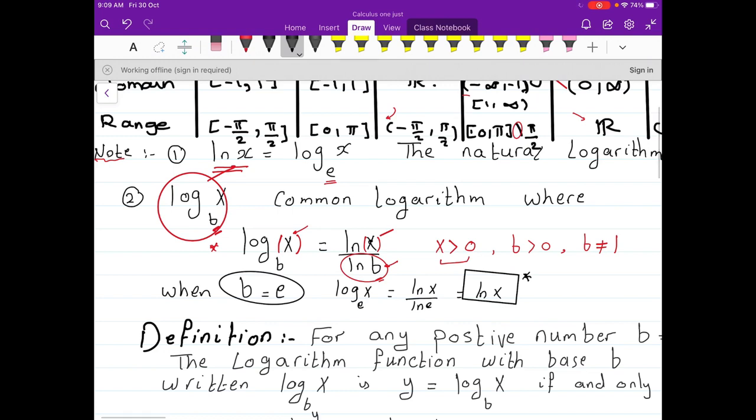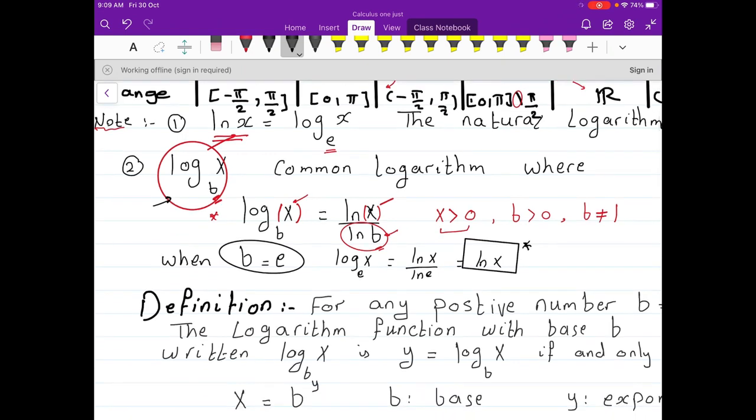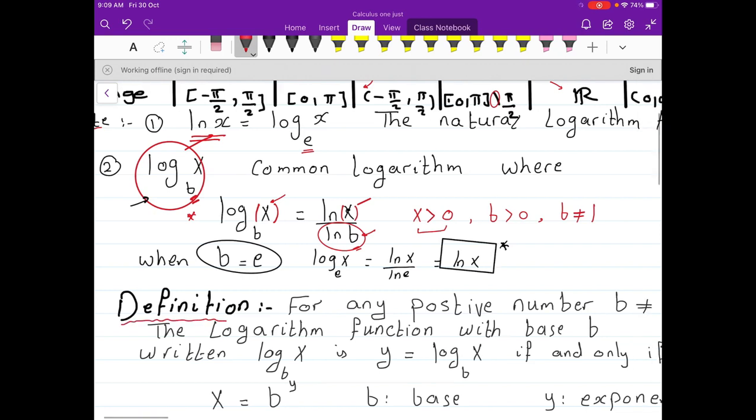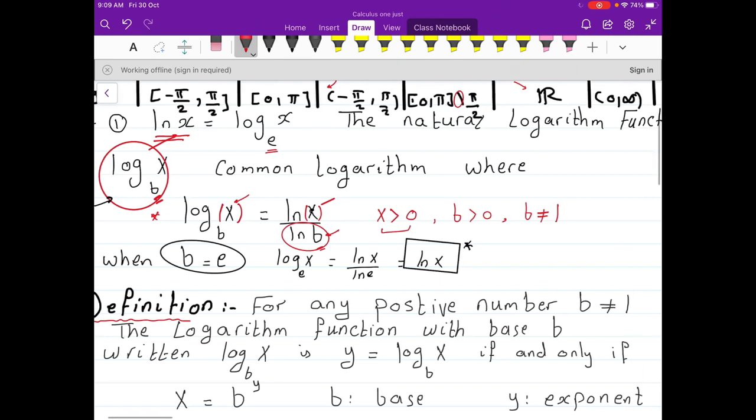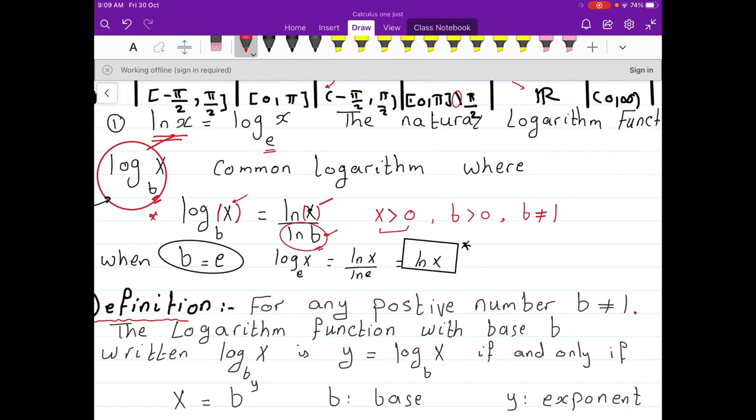Now we want to define this function, its domain and its range. So, definition: for any positive number b, and b does not equal 1, that means there are two conditions on b: b is positive and does not equal 1. Why positive? Because of the ln. And why b does not equal 1? Since if b equals 1 you have a problem. So we have two conditions on the base: a positive number that does not equal 1.